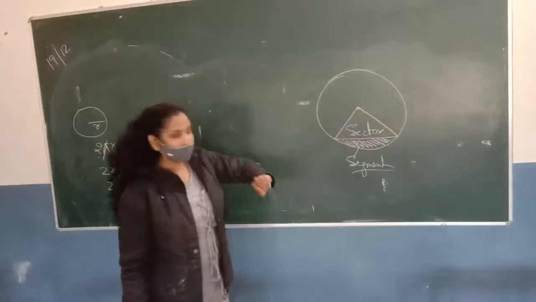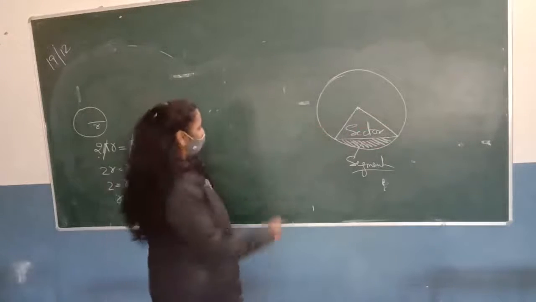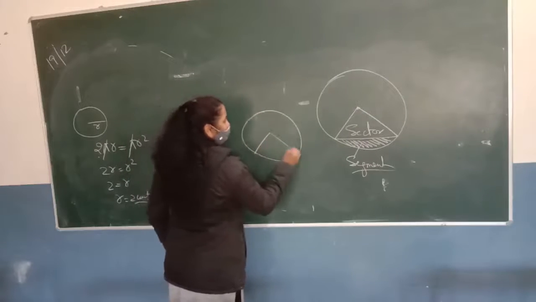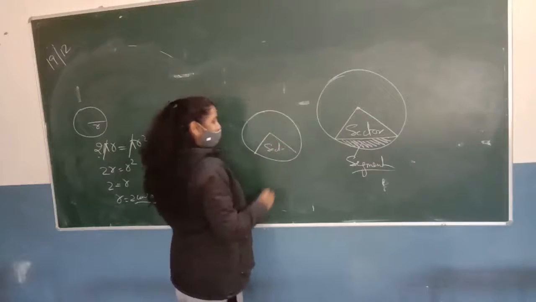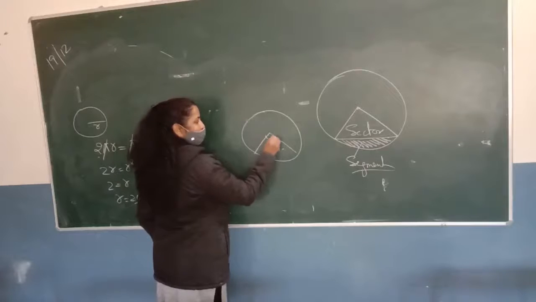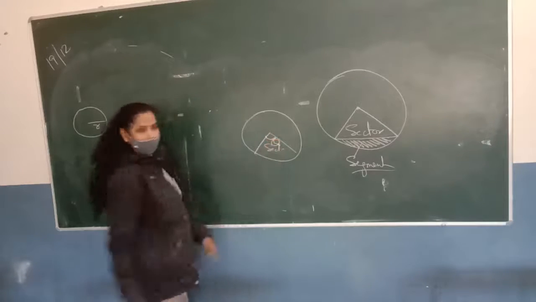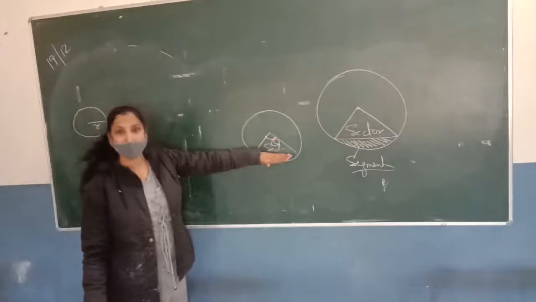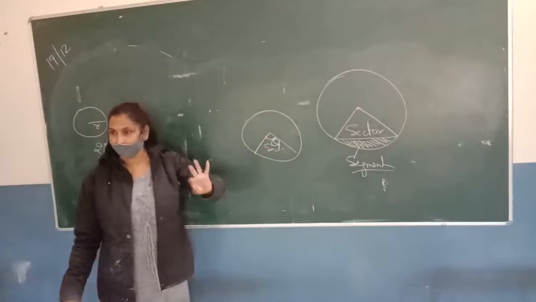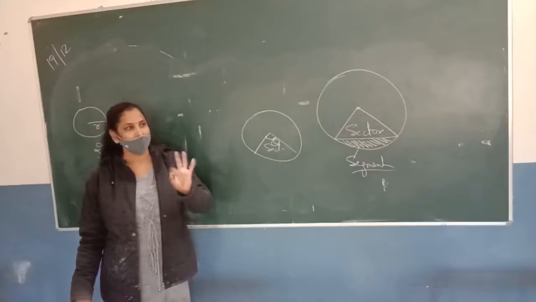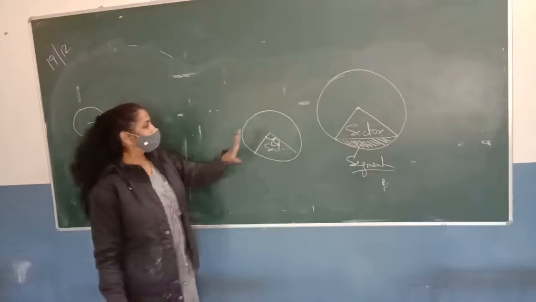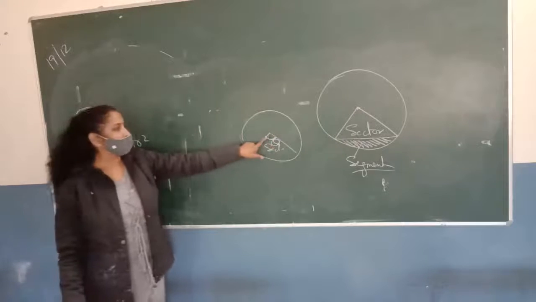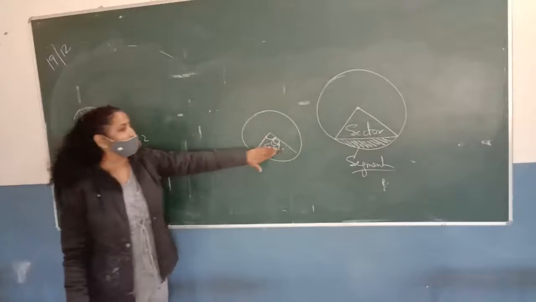So for finding the area of this portion, we should actually know 2 formulas. This is the circle and this is the sector. Suppose the angle of the sector is theta. For finding the area of the sector, we use a simple formula: theta upon 360 times pi r square. We know the area of the circle is pi r square, so multiplying it by theta upon 360, we can find the area of the sector.